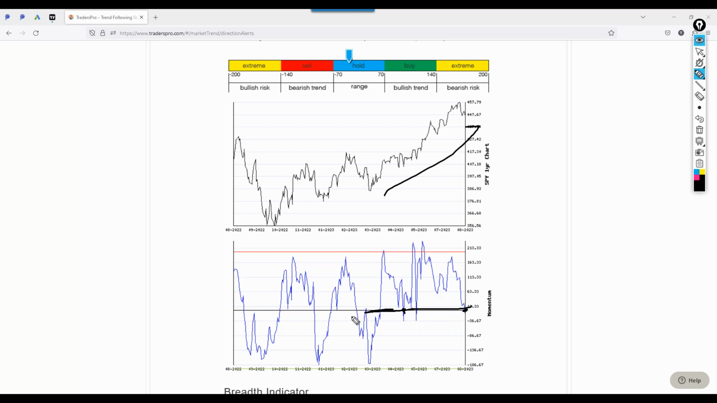So we're sitting right at this support area. If we get underneath that, then oftentimes momentum will find resistance on that halfway point as well. So we're sitting right here.